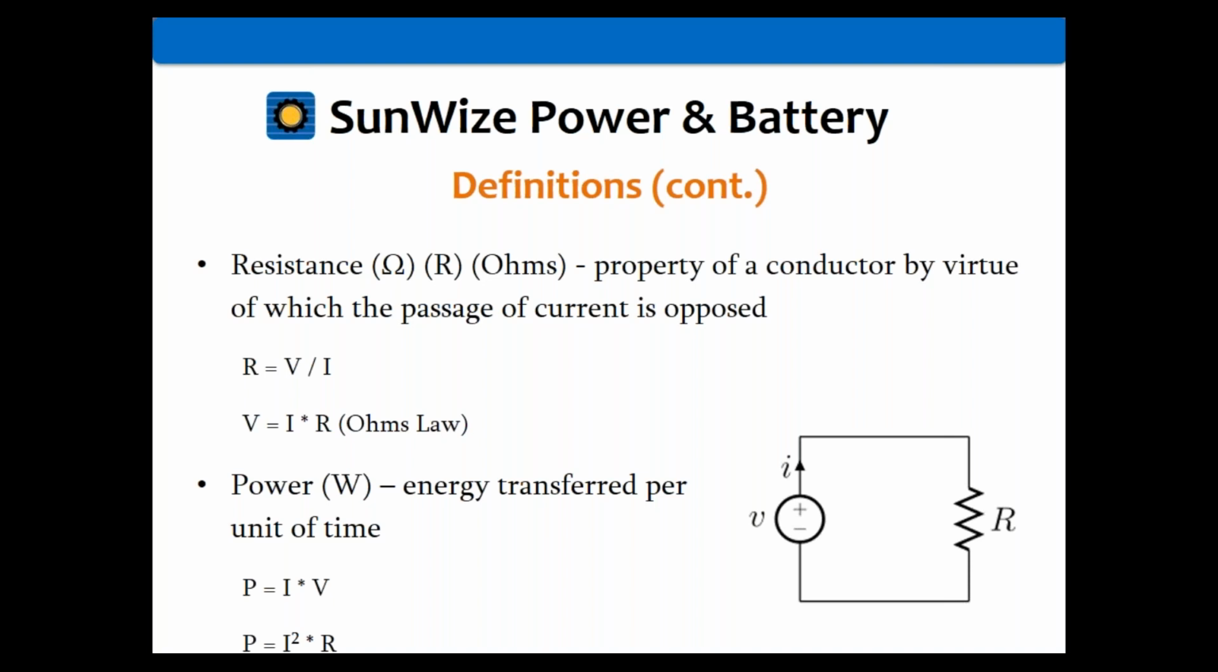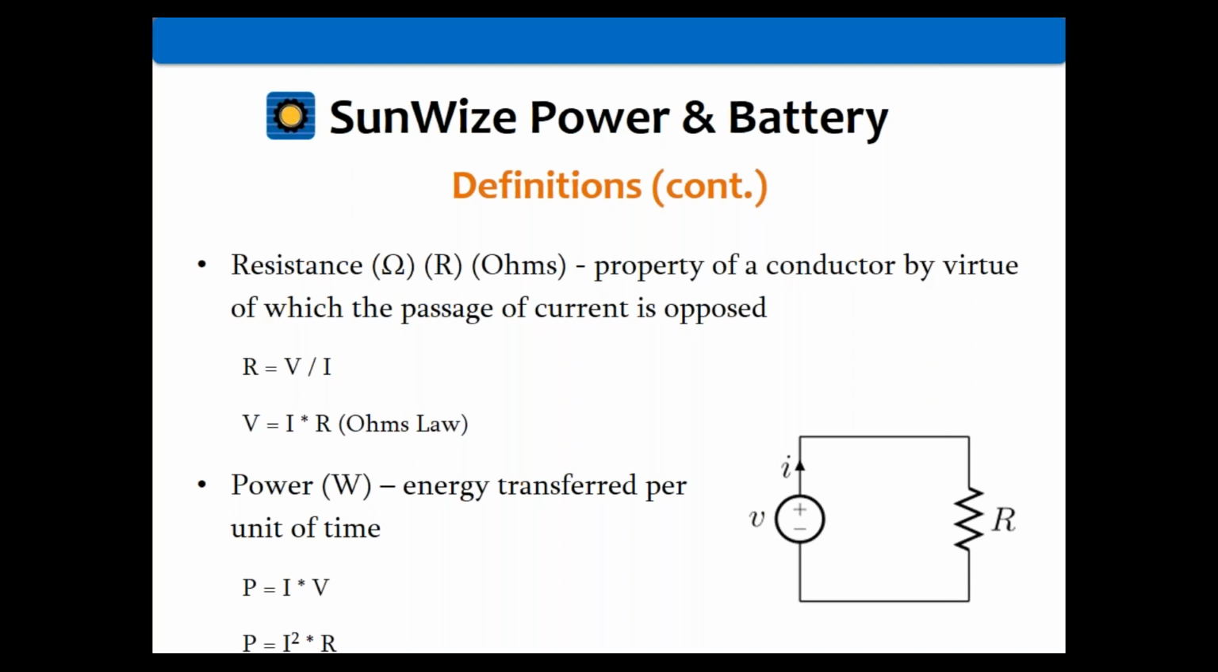Okay, now, again, building upon that, power, which is shown as watts, W, is the energy transfer per unit of time. That's important to think about. It's the energy transfer per unit of time. And the mathematical equation for that is P equals IV.